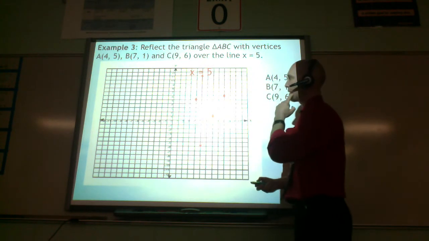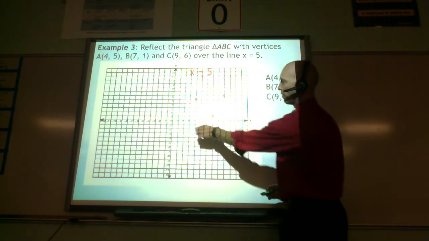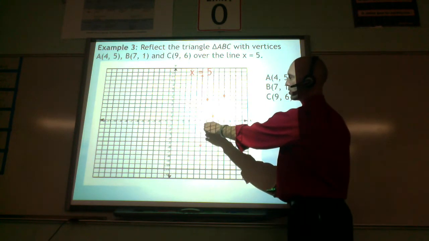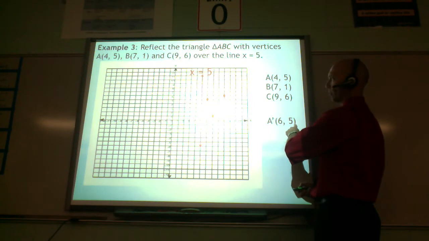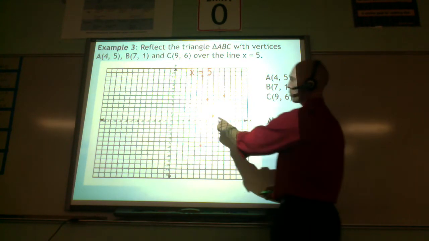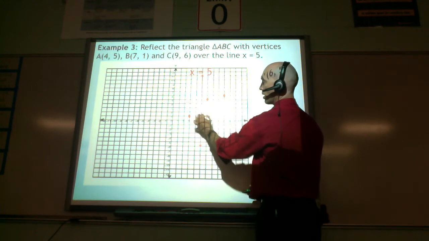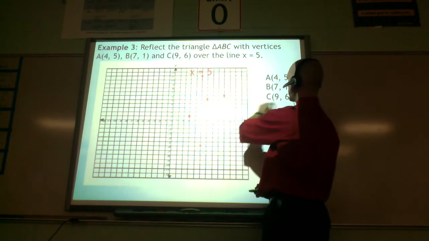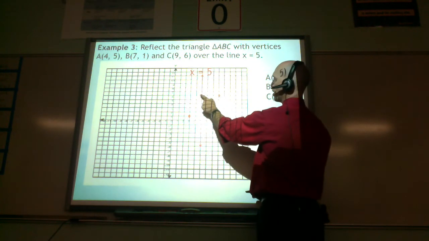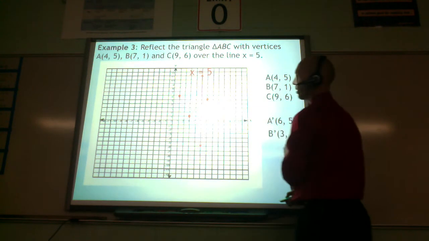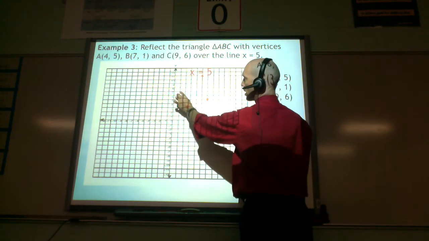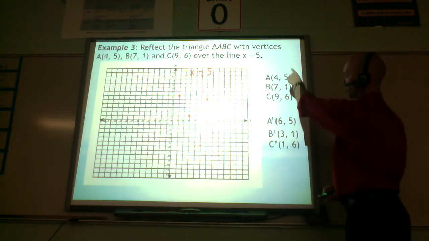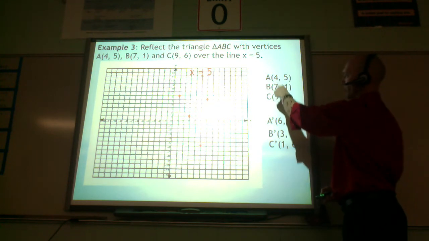So what I'll do is get rid of the lines and move point by point. Remember, A was at (4, 5). 1 away, 1 away. That new ordered pair is now (6, 5). Notice the y didn't change. B was (7, 1). 2 away, 2 away. Now it becomes (3, 1). And the last point, C, was at (9, 6). 1, 2, 3, 4 away, and 4 on the other side, right there. That new ordered pair is (1, 6). Notice the y values 5, 1, 6 don't change. The x values are 4, 7, 9 going to 6, 3, 1.